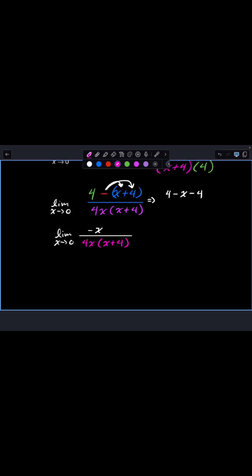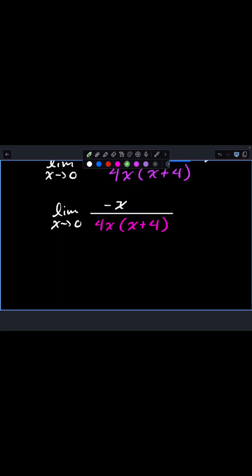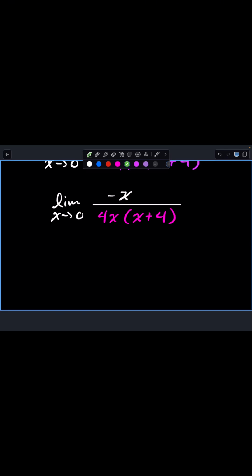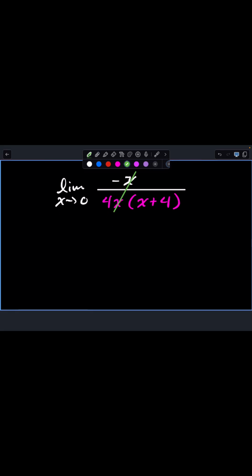Does anything else reduce? We have multiplications and divisions. What else can cancel or simplify? The x's. So what am I left with in the numerator? The limit as x approaches 0 of negative 1, right? Because it was a negative x, correct? Over 4 times x plus 4. Does anything else reduce? Can you distribute the 4? You can, but there's no need.